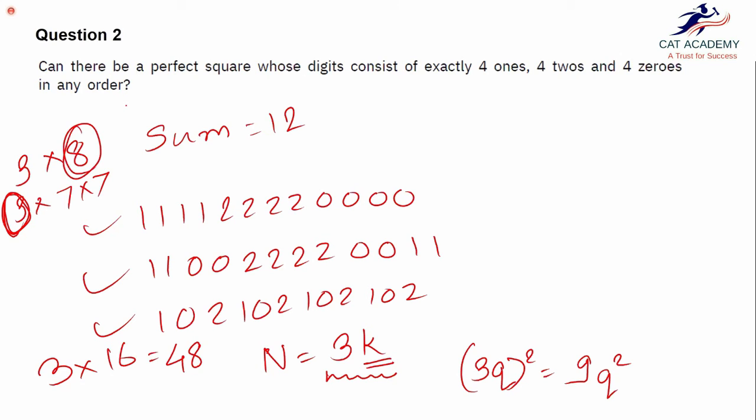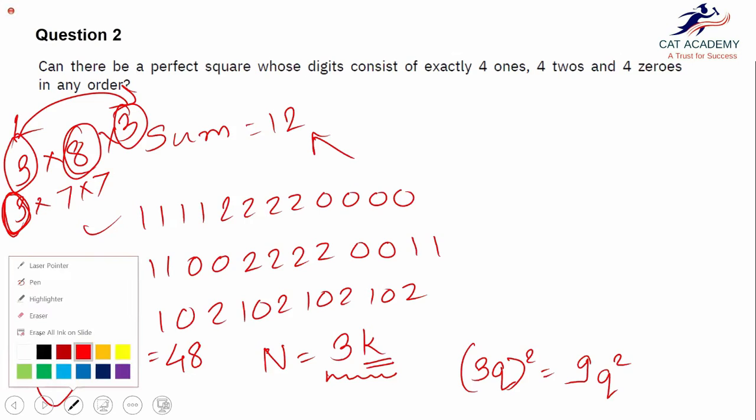Whatever happens to this part, that's okay. That's a separate story. But in any case, this 3 will be left alone. So when I try to take the square root, it will be in the form root 3, unless there is another 3 over here. And this another 3 would mean that the number is divisible by 9. That's not the case. So that's why there can never be a perfect square which has 4 ones, 4 twos, and 4 zeros in any order. Understood? Great, sure.